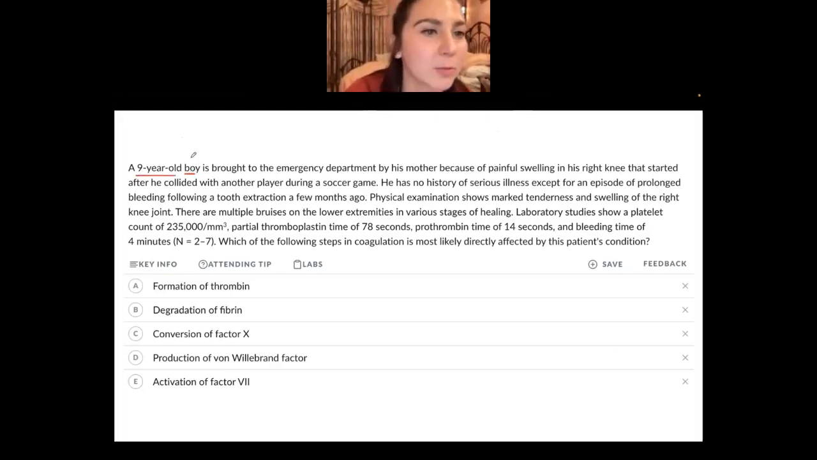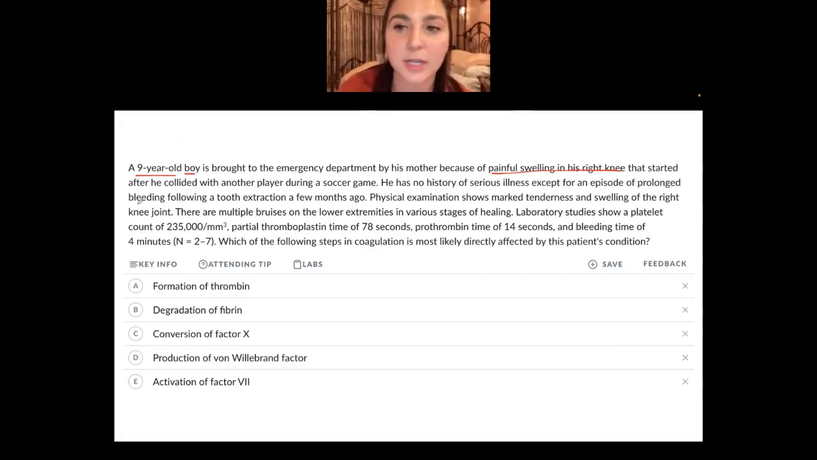Okay, so we have a 9-year-old boy. So boy, will it help? Who knows, but it's good to mention. Brought to the ER by his mom, painful swelling in the right knee that started after he collided with another player. So we know this is a hematology question. This is already making me think this is maybe bleeding into the joint, right? Maybe there's painful swelling in the knee. The knee is a joint.